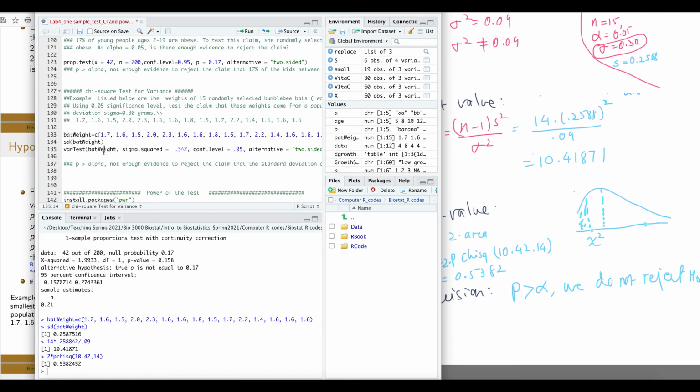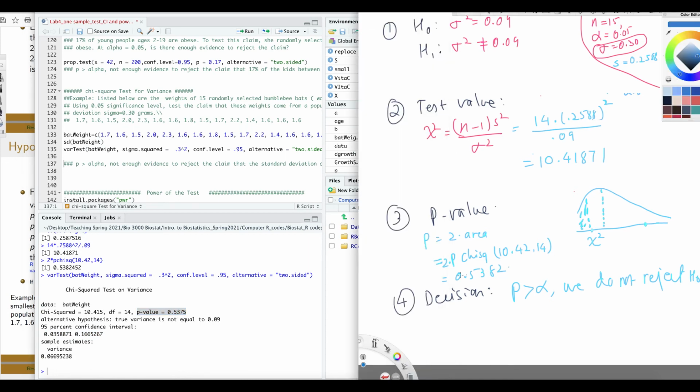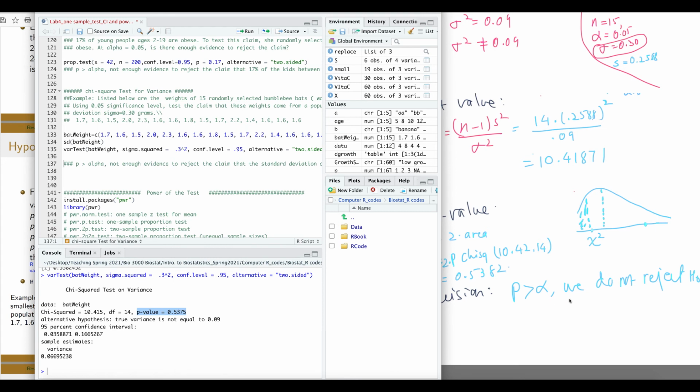Okay, so if I run this, what do I get? I got that the sample variance is 0.0669, because the sample standard deviation we found was 0.2588, right? And you see that it not only finds that, it also finds the confidence interval. Okay, and look at the p-value. We got 0.5375 from R, and here the p-value is 0.5382. So they are close. Either way we get a similar p-value, and our conclusion is we do not reject the null hypothesis. See that? We do not reject the null hypothesis, and this is how you write down the conclusion.